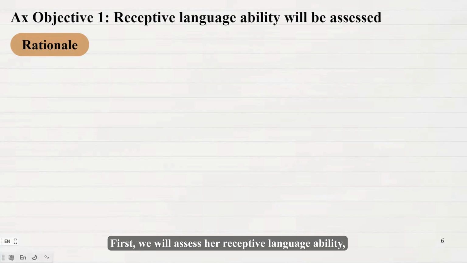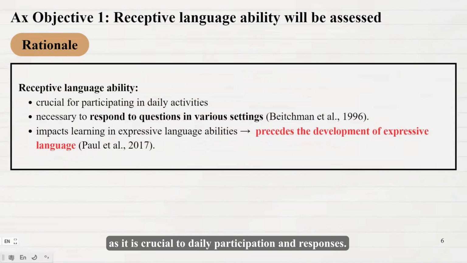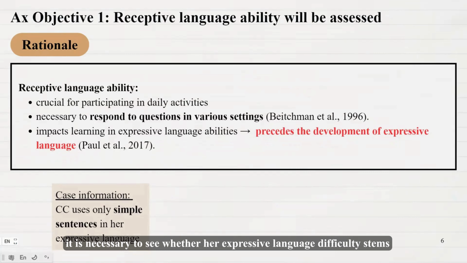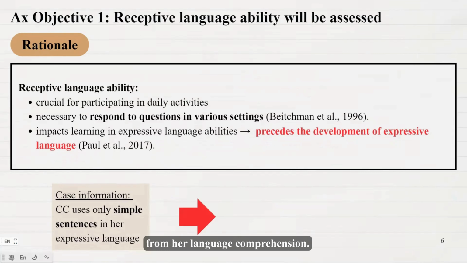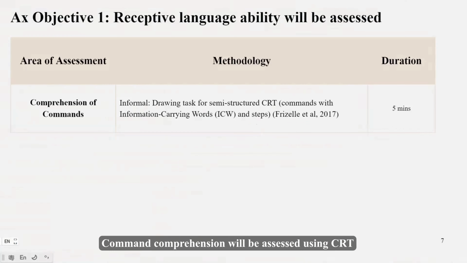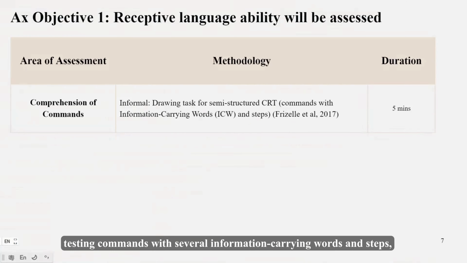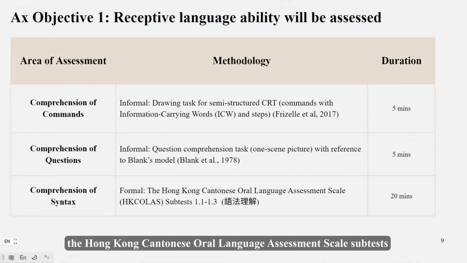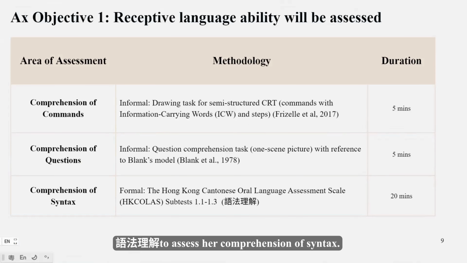First, we will assess her receptive language ability, as it is crucial to daily participation and responses. Moreover, it precedes expressive language development. As Cici only uses simple sentences, it is necessary to see whether her expressive language difficulty stems from her language comprehension. Command comprehension will be assessed using CLT testing commands with several information-carrying words and steps, while question comprehension will be assessed with reference to Blank's model. Lastly, the Hong Kong Cantonese Oral Language Assessment Scale subtest 语法理解 to assess her comprehension of syntax.